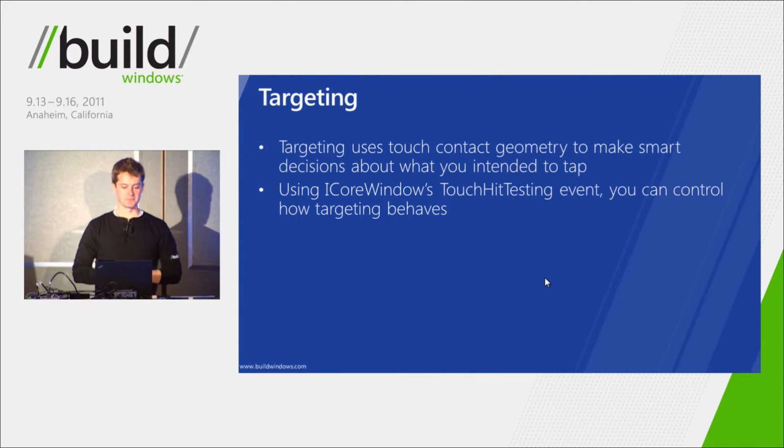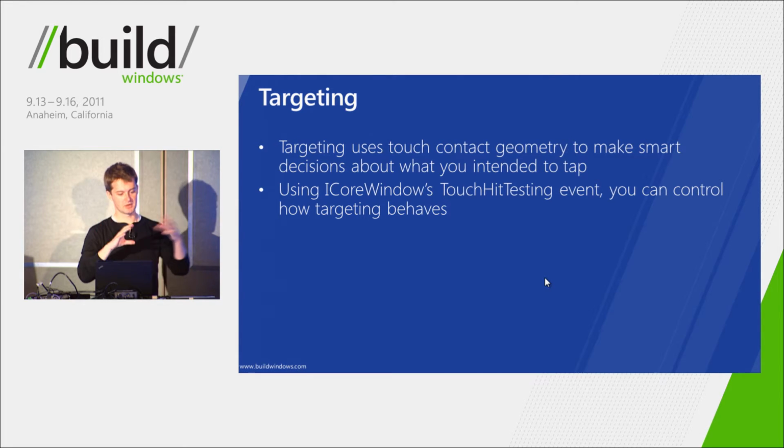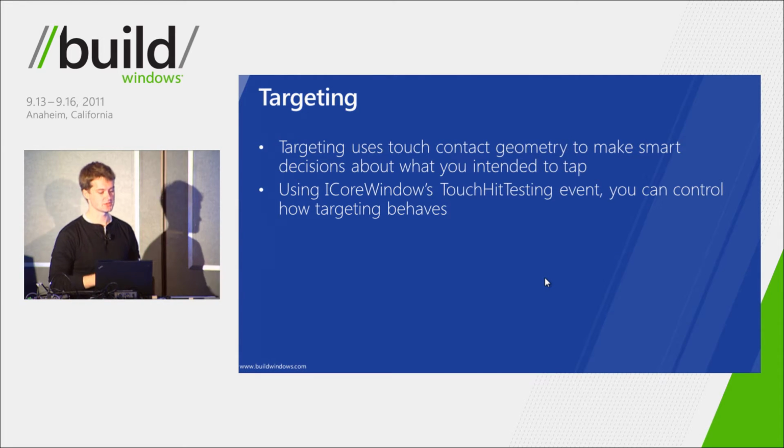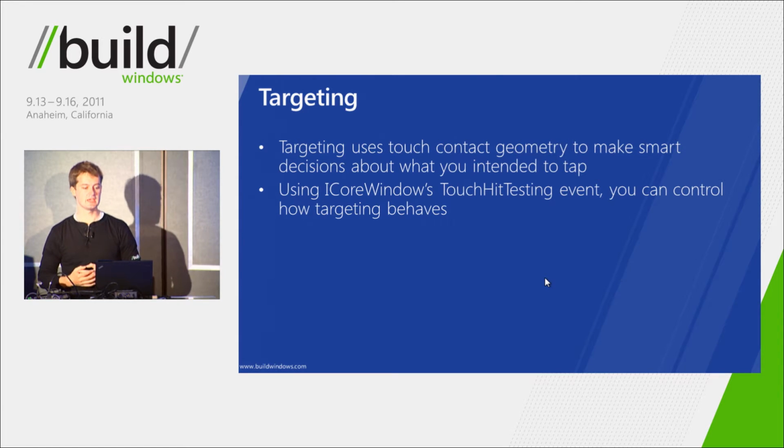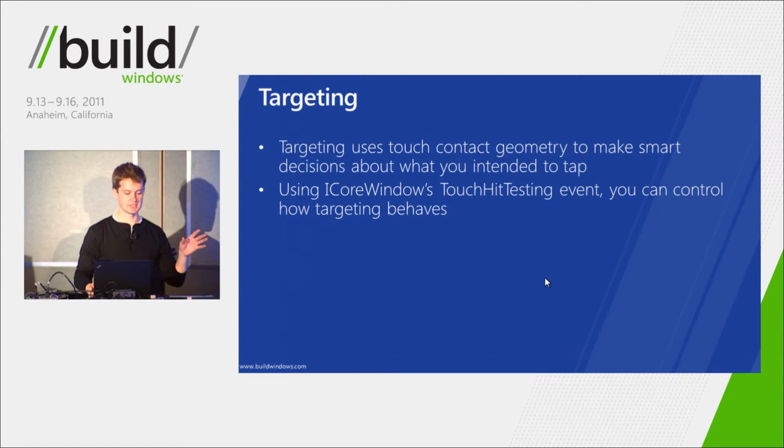So, targeting. Targeting is awesome. Targeting is one of the really cool features in Windows 8. It uses, behind the scenes, the contact geometry from your finger and a bunch of heuristics and controls that sort of are aware of their position and how much the contact geometry overlaps them, how close they are to other controls, to make really smart targeting decisions. If you want to make your own targeting decisions, you can using the ICoreWindow touch hit testing event.